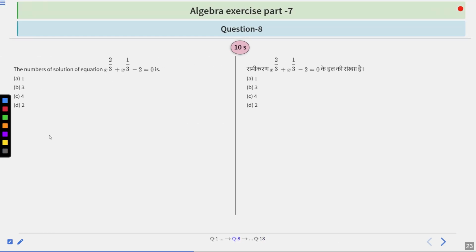Next is, the number of solutions of equation x raised to power 2 upon 3 plus x raised to power 1 upon 3 minus 2 equal to 0 is. And the options are option A 1, option B 3, option C 4, and option D 2. These are the options.